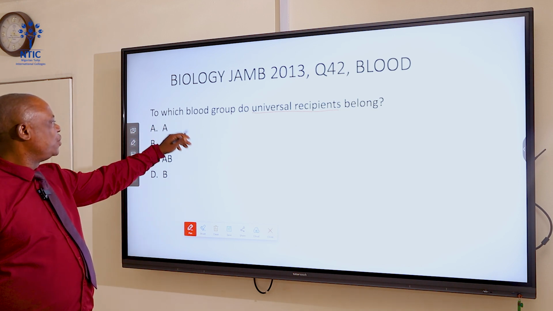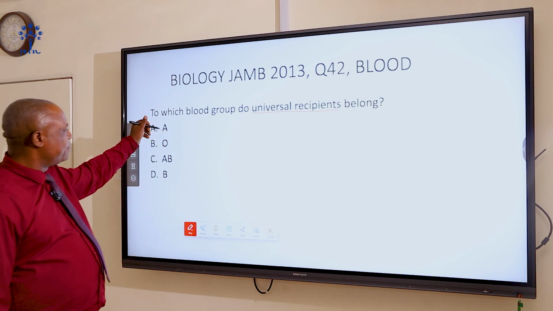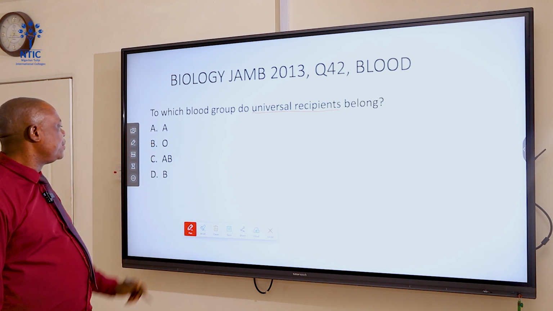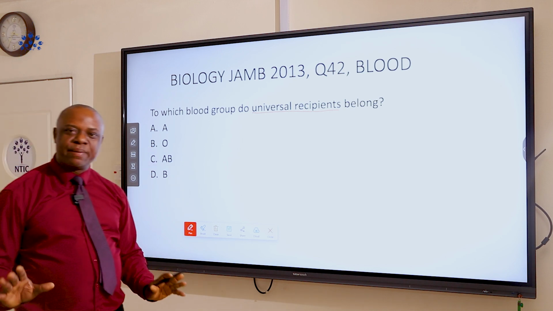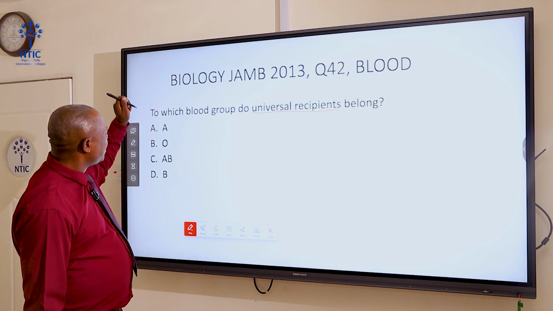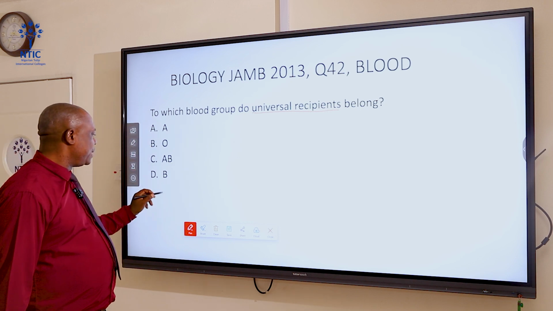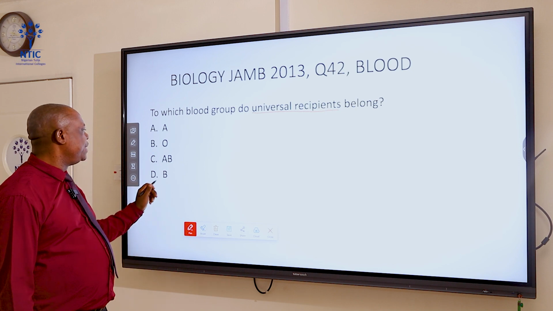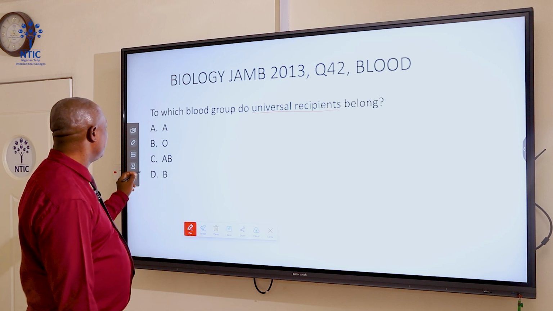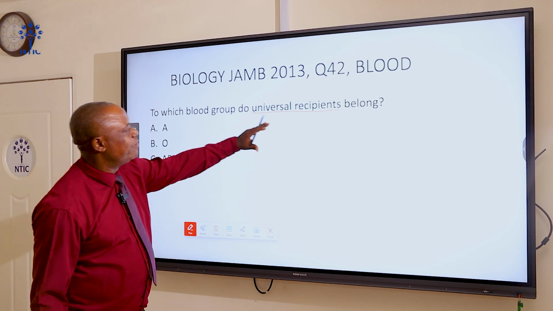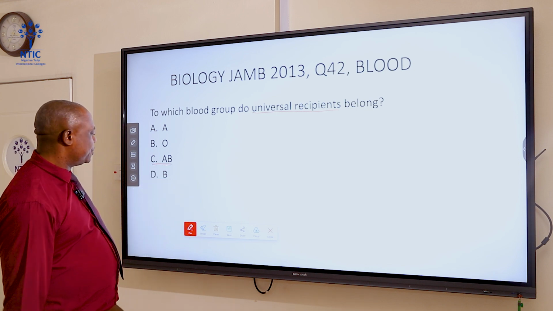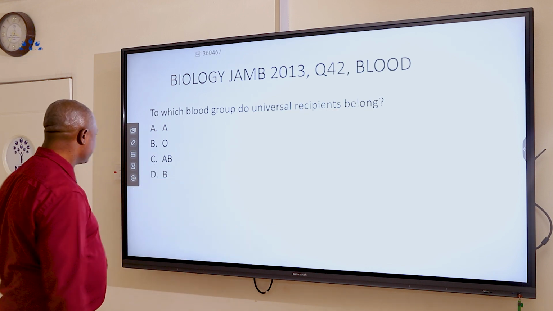A can only give to A, can receive from A and O. B cannot receive from A and AB. O cannot receive from any blood group apart from O. AB can receive from A, O, and B. B can only receive from B and O. Therefore, the group that can receive from all, which is referred to as universal recipient, is blood group AB. Option C is the correct answer.